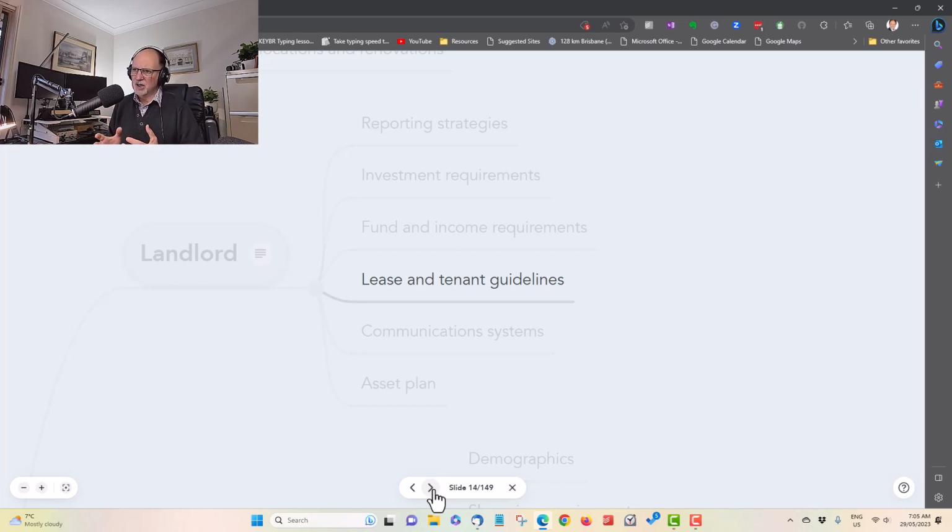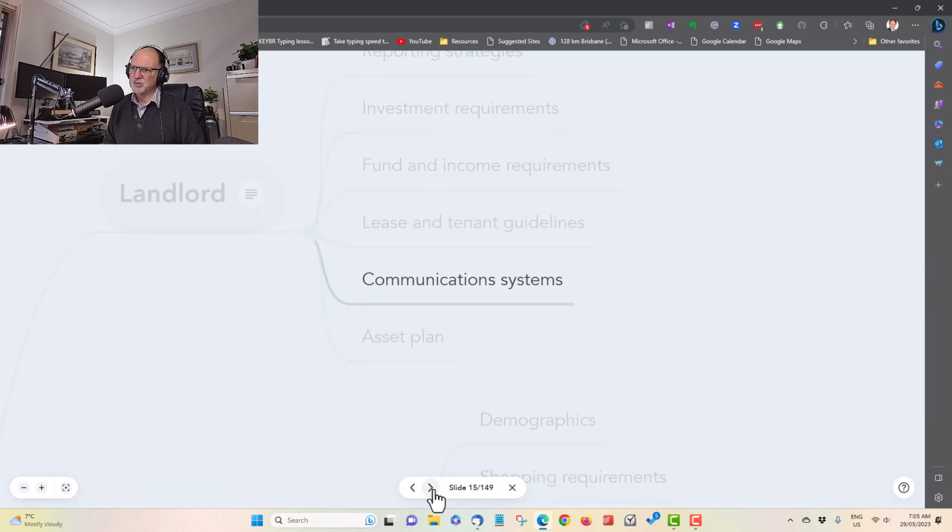Now, within tenant guidelines, you should think about, well, what are the shopfront requirements? What are the fit-out requirements? What about plan approvals and drawings? That's like tenant guidelines. That's what you've got to appreciate and have under control before you find the tenant for the space. Now, communication systems to the landlord.